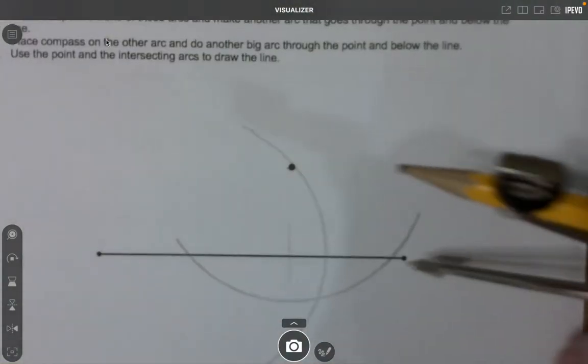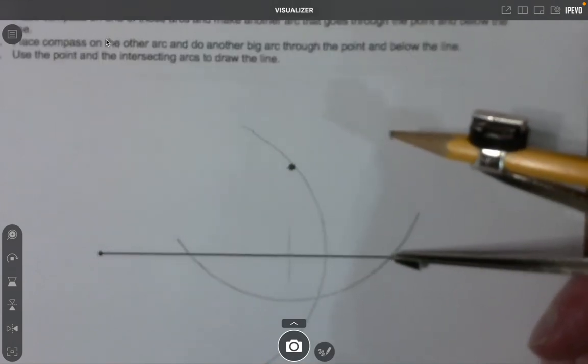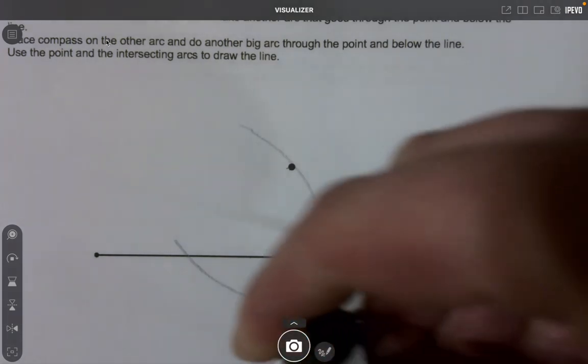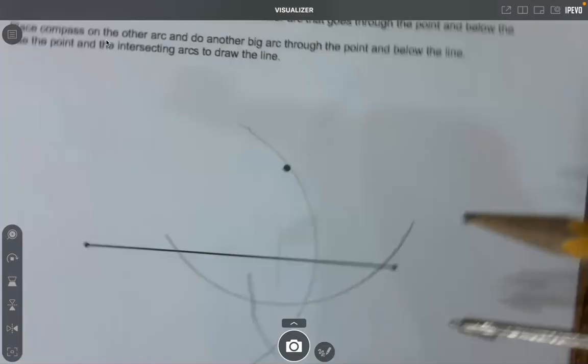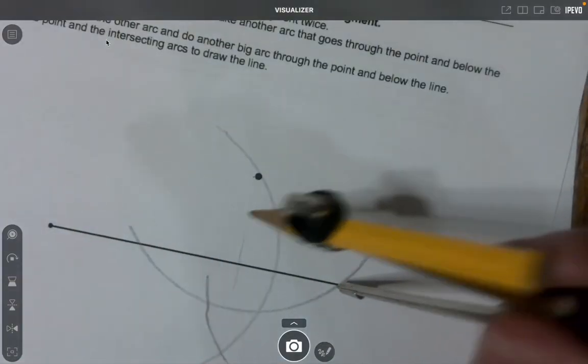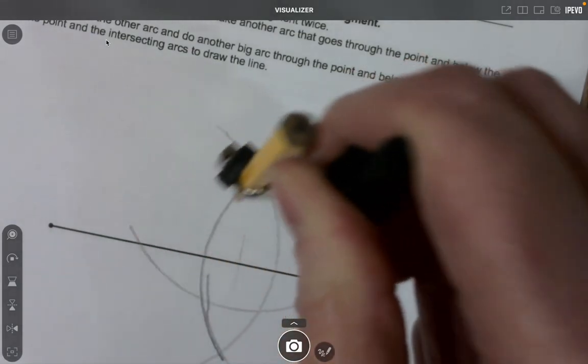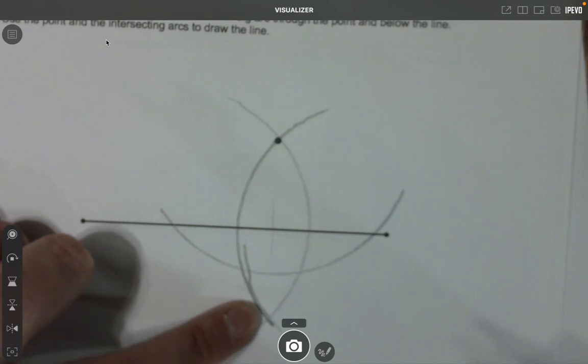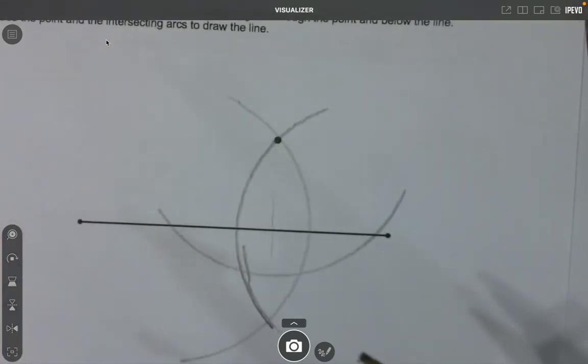Now I'm going to put my compass point at the other end where it crosses, so right there. And I'm going to make another big arc. Oops, that one slipped a little bit. Let's try it again. And so see, that's what I expect you to do too. It slipped a little bit, but I just went back. I redrew the arc. Now everything's fine.